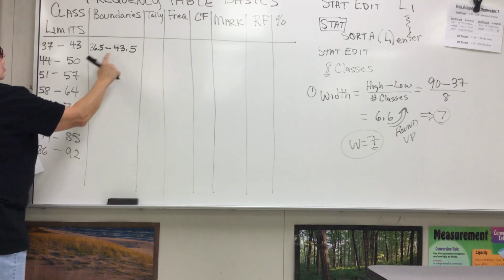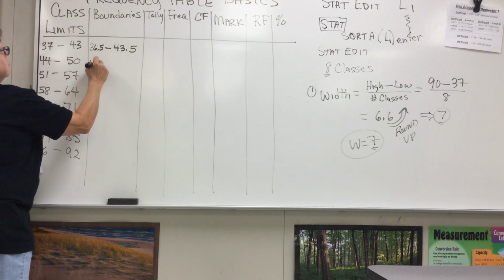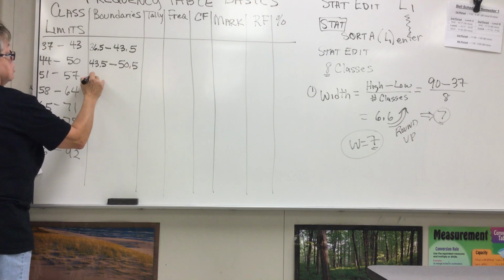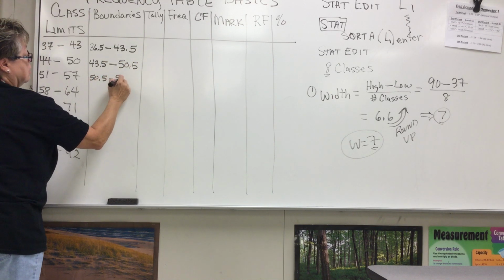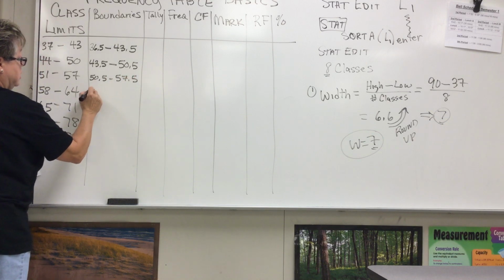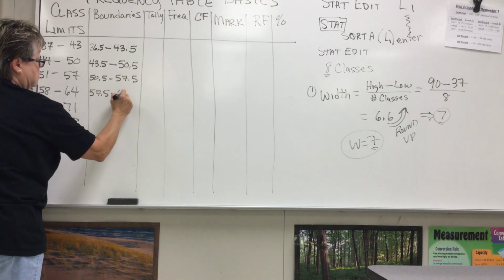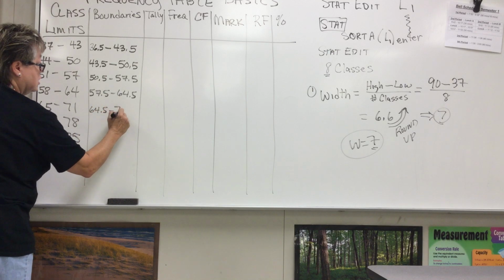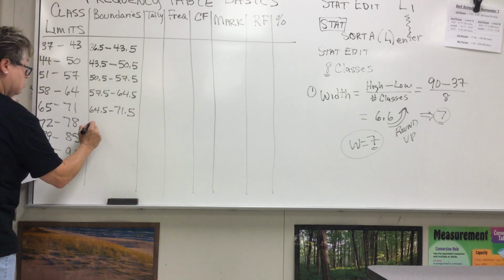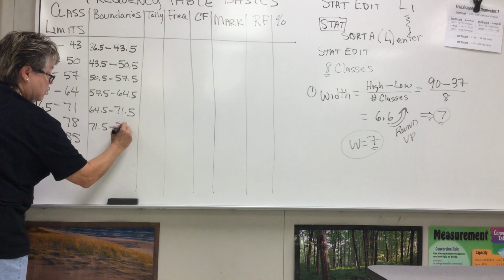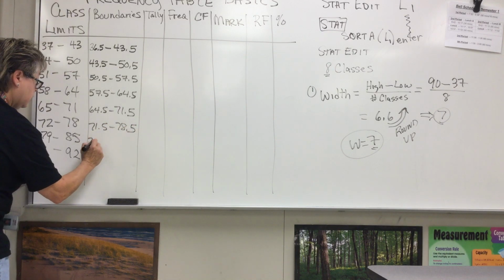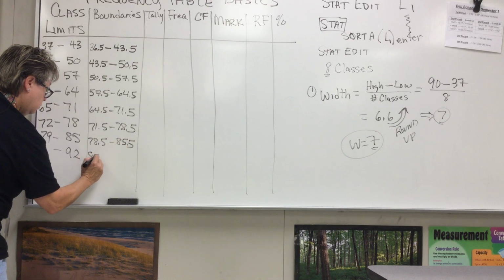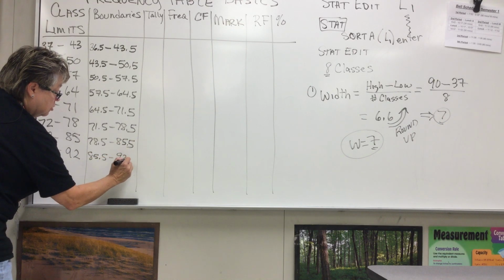Where this one stops, the next one starts. Then 50.5. Repeat, 50 and a half, 57 and a half. Repeat, 64 and a half, and so forth. You get a little bit of writer's cramp when you do these, but that's okay. Finish this up for you real quick, all the way to 92.5.